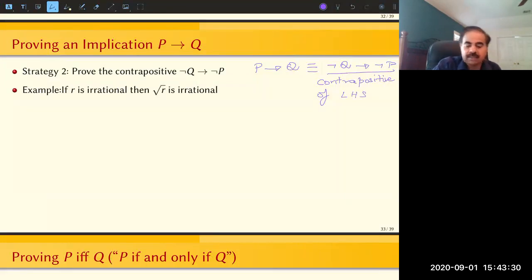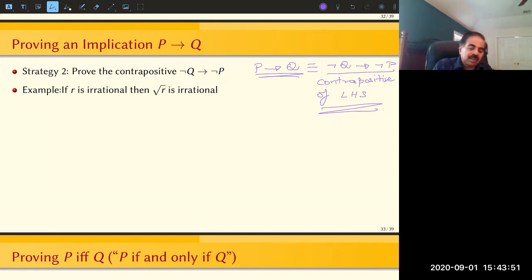The left-hand side, right? So it's a contrapositive of P implies Q. Now, because the two are equivalent, you may find that it's easier to prove this instead of this one directly. Okay, so let's take an example.